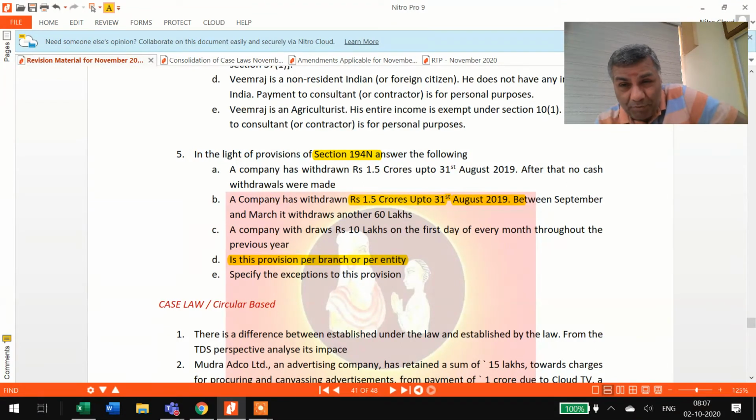This type of question has a lot of opportunity for coming in TDS. Sir, I have a doubt. For example, I have two bank accounts, bank A and bank B. Then from bank A, I withdraw 90 lakhs. Will tax not be applicable on the 90 lakhs? It is per bank and not per branch.